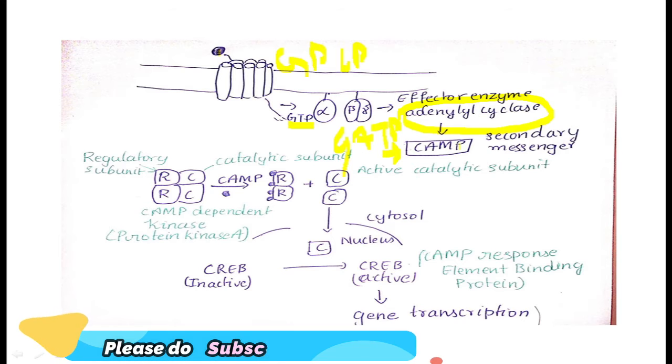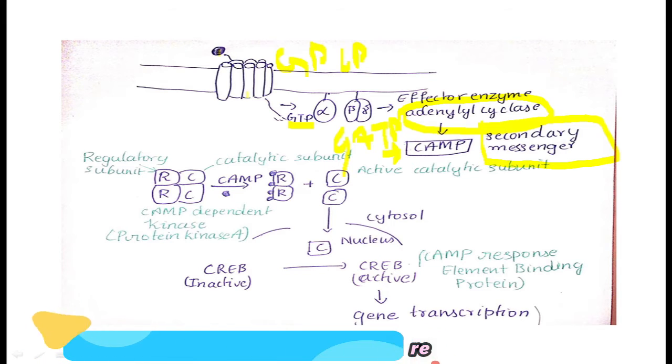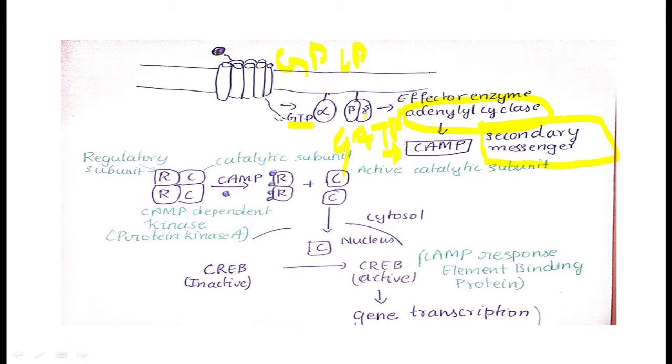This is a secondary messenger. Very important to understand. I repeat, the ligand binds to the GPCR. It activates the G protein. The activated G protein produces or helps in the synthesis of an enzyme called adenylyl cyclase. So what does adenylyl cyclase do? It converts ATP into cyclic AMP. This cyclic AMP is a secondary messenger.